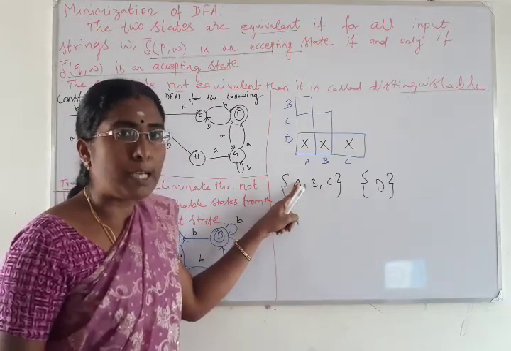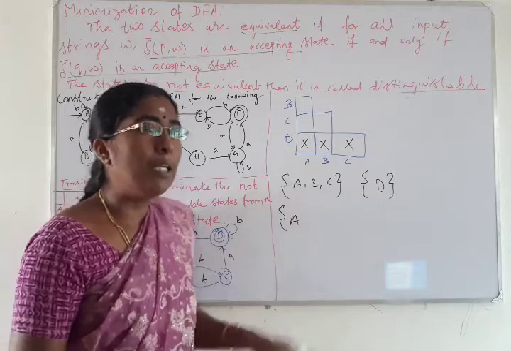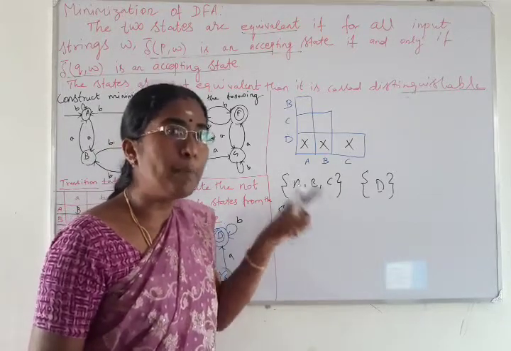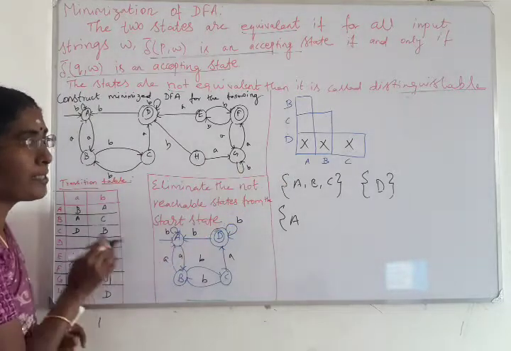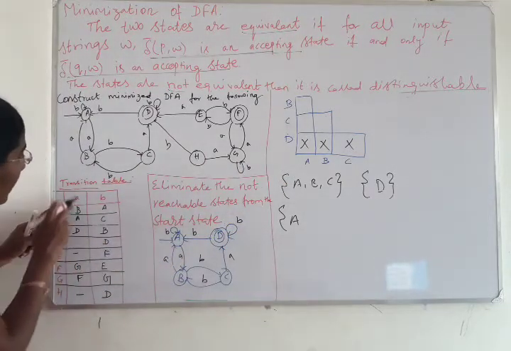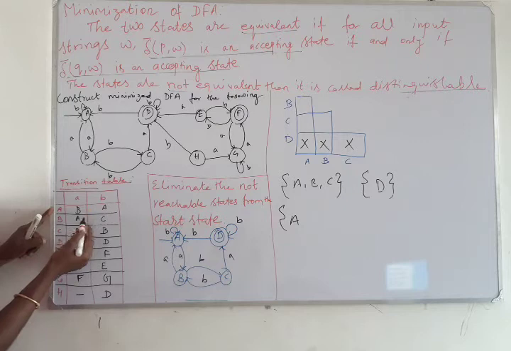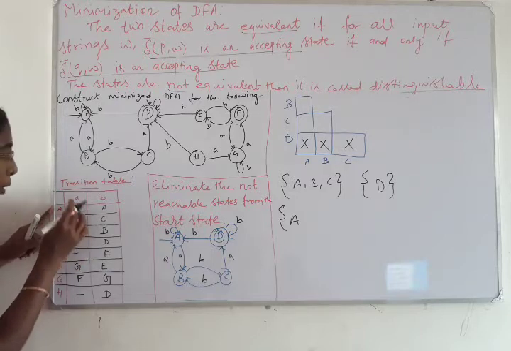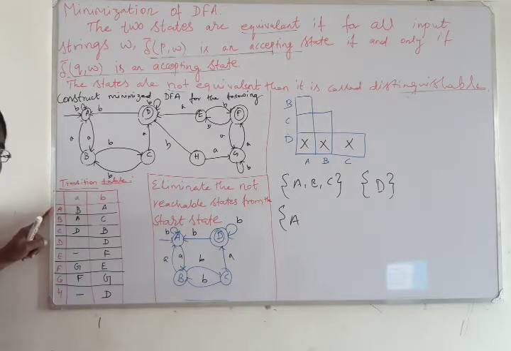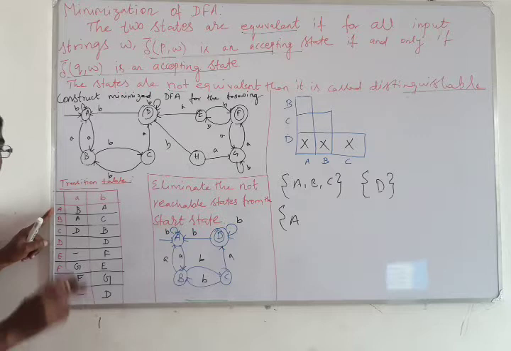So we will say the states are equivalent. Next we will consider the states for input symbol A and B. What is the transition for the state A comma A? A comma A is to the state B. Like this for B comma A. B comma A is to the state A. Here both the states A and B are non-final states. So no problem. Up to A transition the states are equivalent.